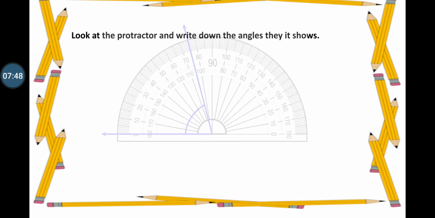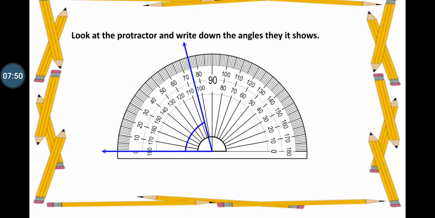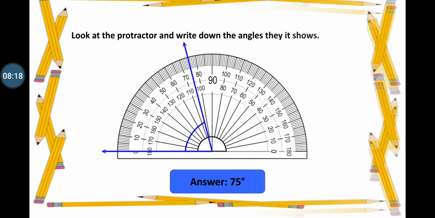Now in this example, you can see here that the ray of the angle is towards the other side. So here we have to use the outer scale because 0 is in the outer scale at this side. So when we use the outer scale, then let's see what is the measurement of this angle. This is exactly 75 degrees.